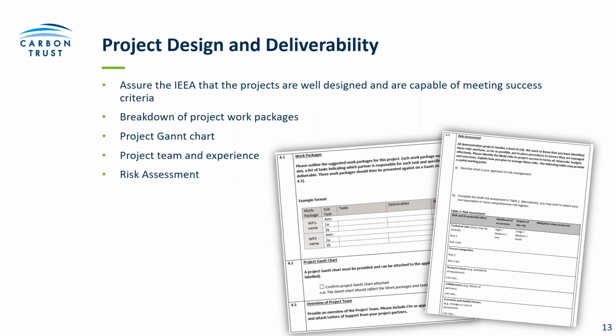For project design and deliverability, this starts with outlining the work packages for the project itself and the deliverables against these. Here we're also expecting a project Gantt chart, and there's an opportunity to describe the project team itself and the experience of both consortium members and key personnel within the project teams. Finally, this section ends with a risk assessment where you can include either your own templates or follow an example which is in the guidance material.